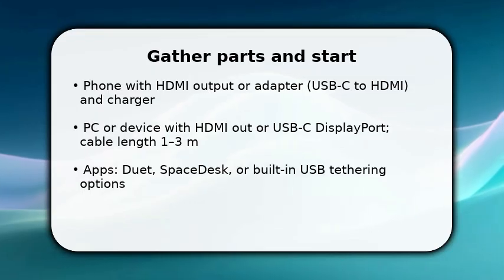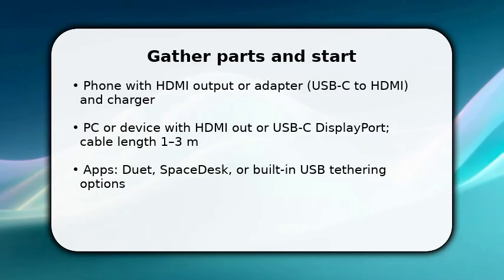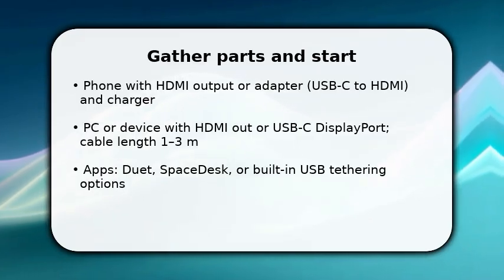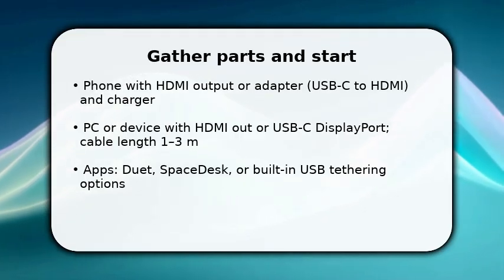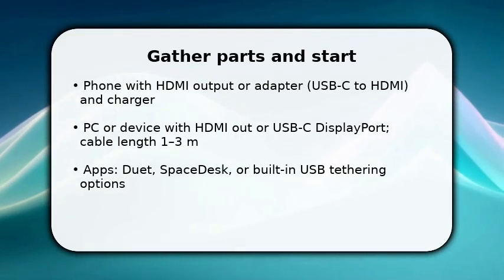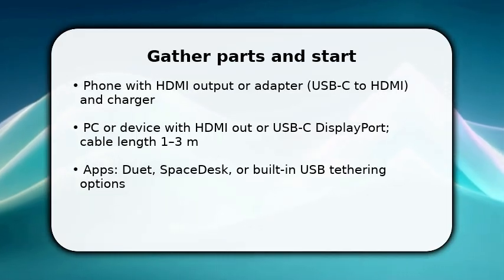You begin by confirming your phone supports video output or can run a display app. This matters because HDMI or USB-C alternate mode gives the best latency. Plug in power so the phone won't sleep. Once done, connect the adapter or cable to your source device.